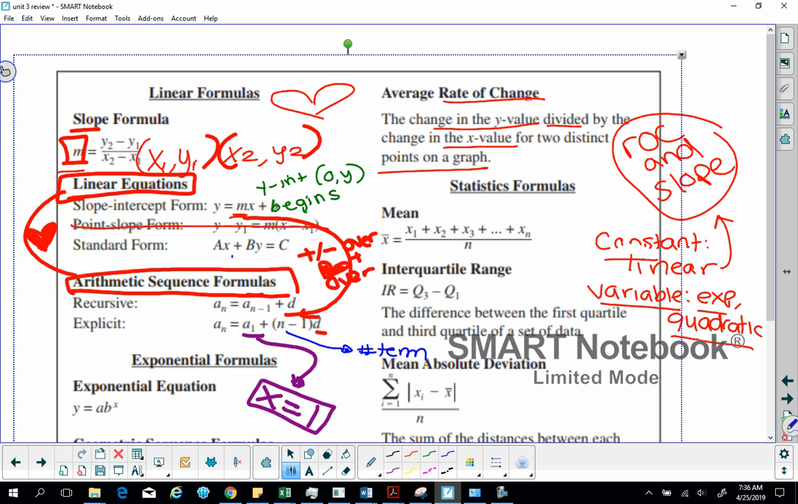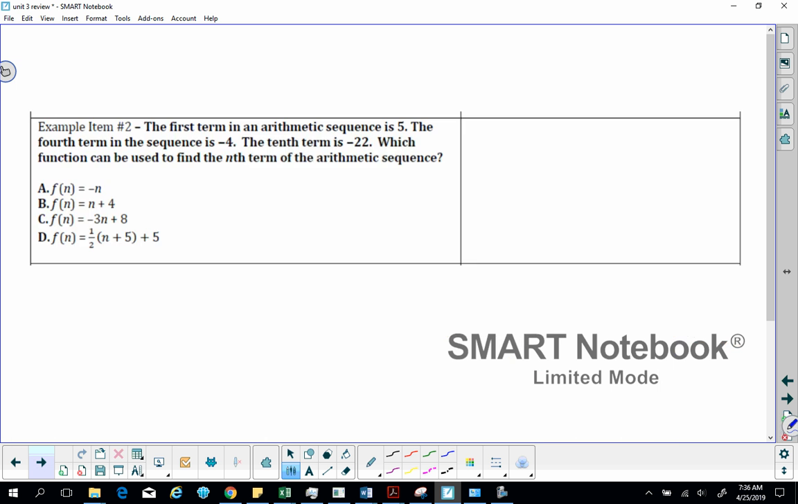Does that make sense? So that's the section that we're looking at today. We're going to add on as we go through tomorrow, as we go through exponential and quadratic. But for right now, I want you to see how much is on your formula sheet, how many clues are on there. Now let's go to the problems that you did for homework.